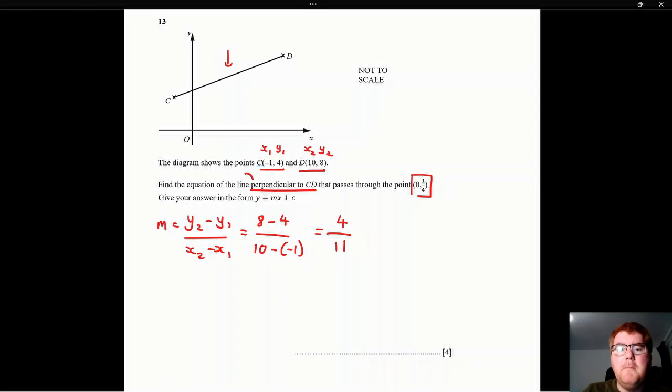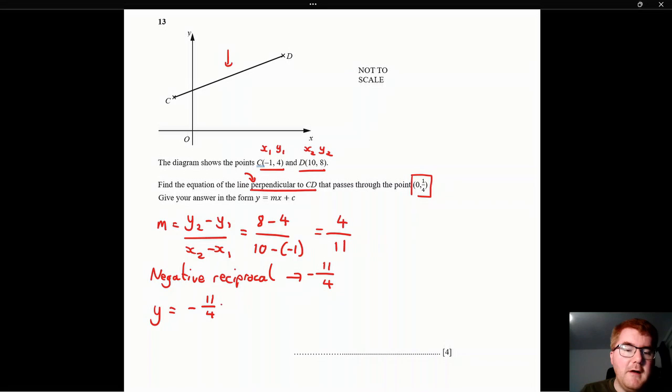However, we want the line perpendicular to CD, so we need that negative reciprocal. I'm sure you've heard your teacher many a time using that lovely phrase. Now, what does that actually mean? So we take the fraction, we flip it, and then change the positive to a minus. This tells us then the gradient of the perpendicular line. So we know then it has the general equation of y equals -11 over 4x plus c. Now normally on these questions you substitute in this coordinate to then work out the c, but notice we actually have the y-intercept already here.